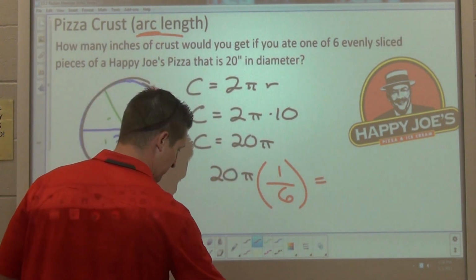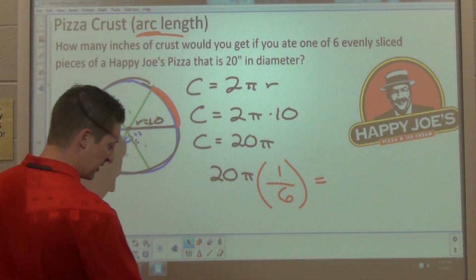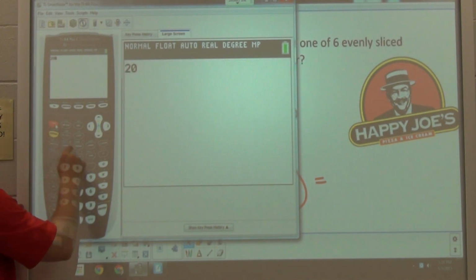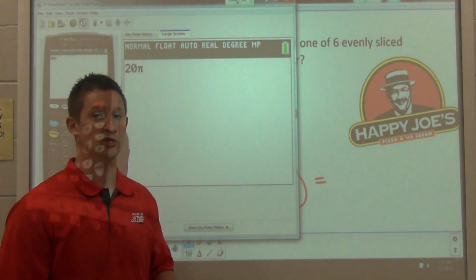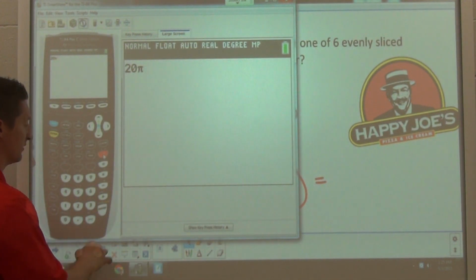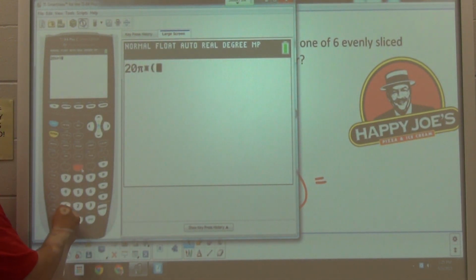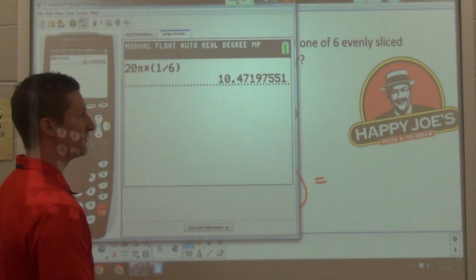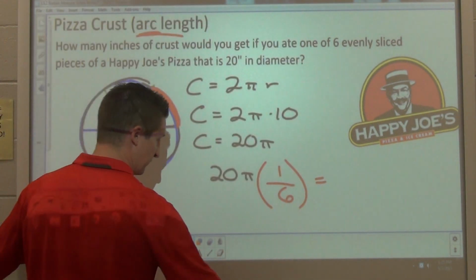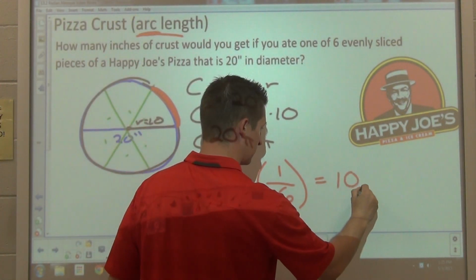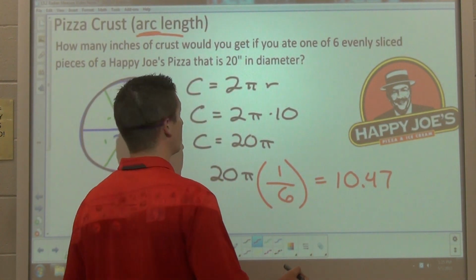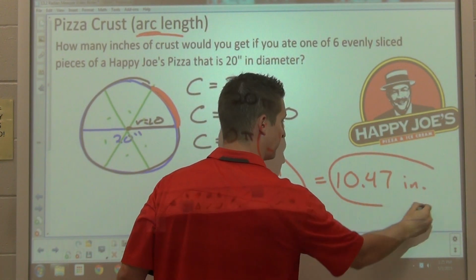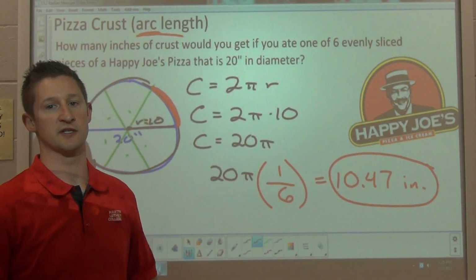In this case I'm going to take that 20 pi times 1/6 using my calculator. So here's how that would look on the calculator. We're going to take 20 times pi, and don't use 3.14 as an estimate, use the actual pi key on your calculator. We're going to multiply that times 1/6. Make sure you put the 1/6 in parentheses. And we end up with 10.47 or so. So 10.47 would be my answer. I'm going to make sure I label this because it's a real life problem. I was working in inches, so that means I have 10.47 inches of crust to consume in this pizza.